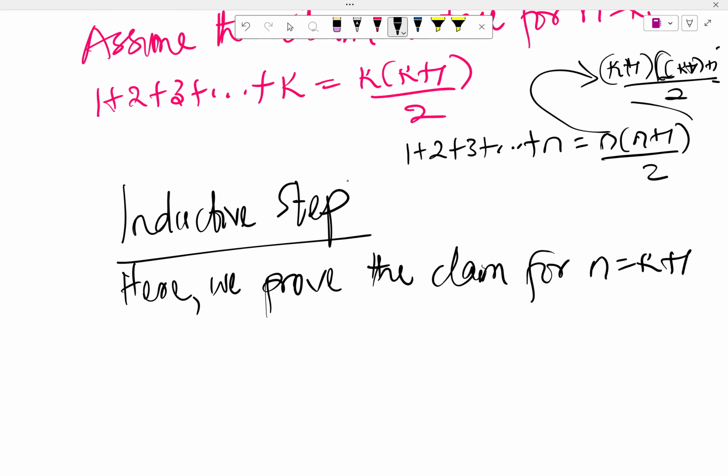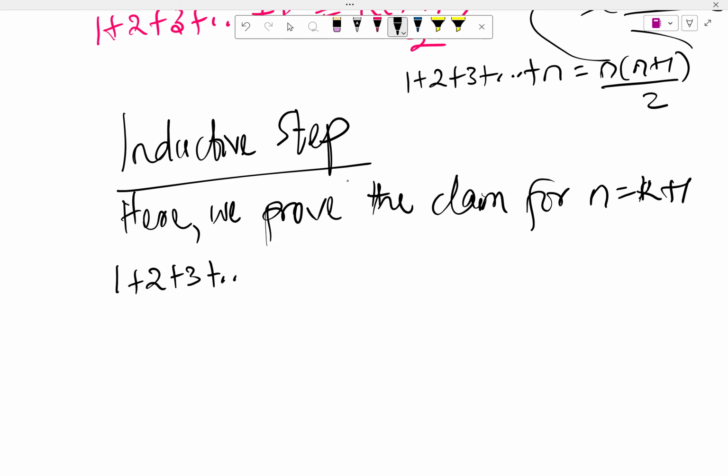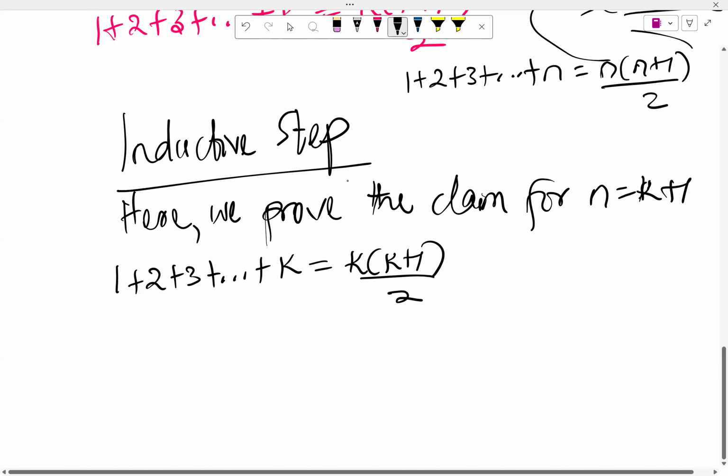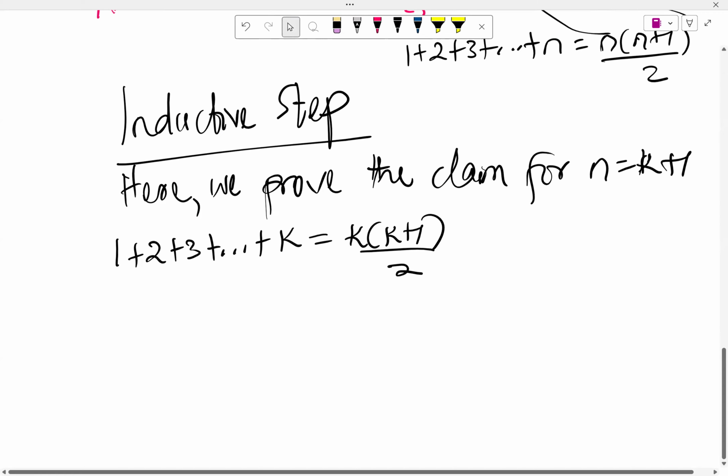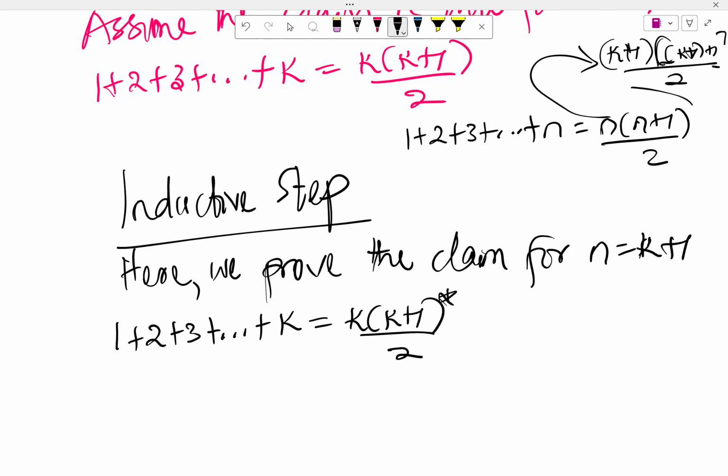So here we prove the claim for n equals k plus 1. We have 1 plus 2 plus 3 plus all that plus, at the inductive hypothesis stage, n changing to k, and this is k into k plus 1 all over 2. Now that we have this, you already know the end goal, and that makes it very interesting. So you have k into k plus 1 over 2, and you want to end up there.